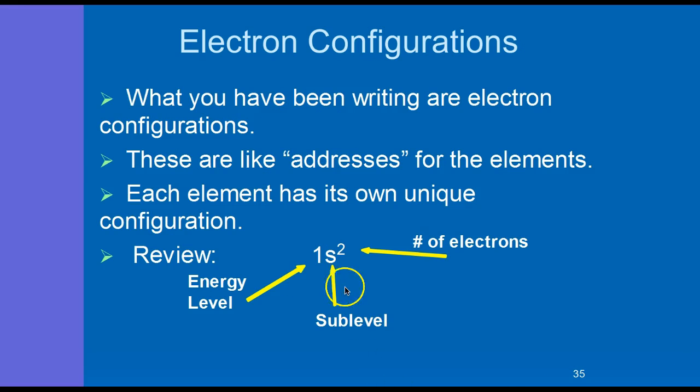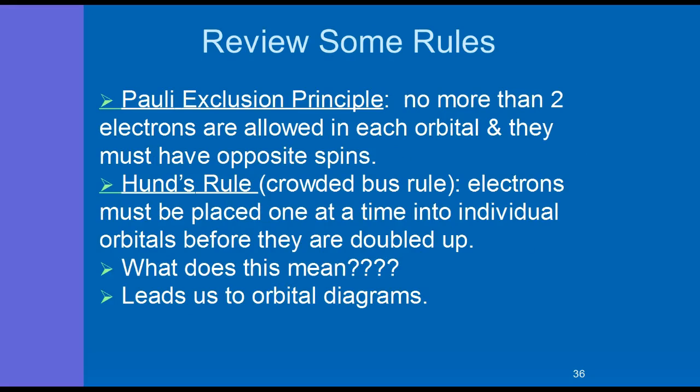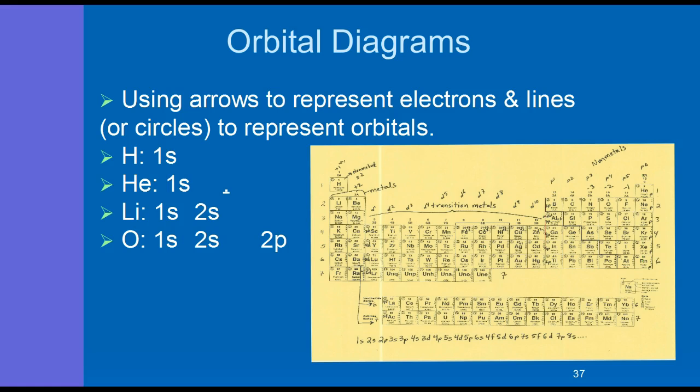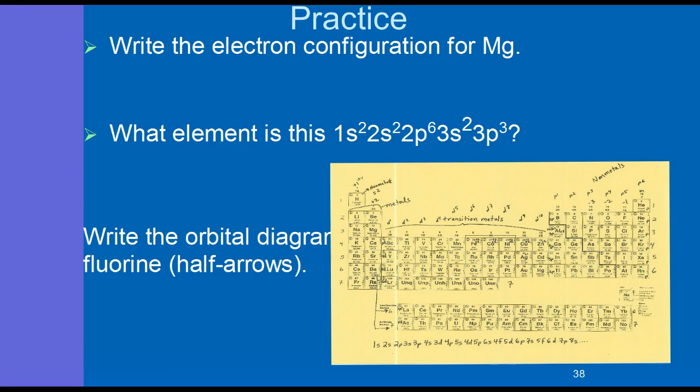So again, the electron configuration: the number in front is the energy level, the letter is a sublevel, and the superscript is the number of electrons. I think we did it all. Let's do some orbital diagrams because I'll ask you to do orbital diagrams. These use arrows, and they use the number and the letter, but we don't use the superscript. We use lines or arrows or crosses to represent that.